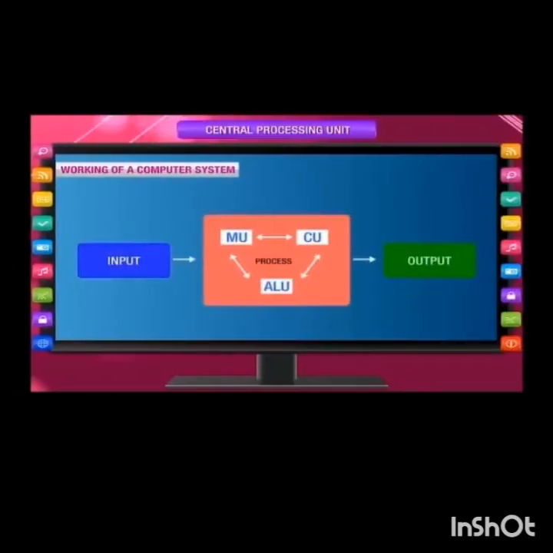So now we all know how a computer works. It works on the IPO cycle, that is the input, process and output cycle, where we get input from the input devices, it processes with the help of MU, CU and ALU, and then it gives us the output in output devices.